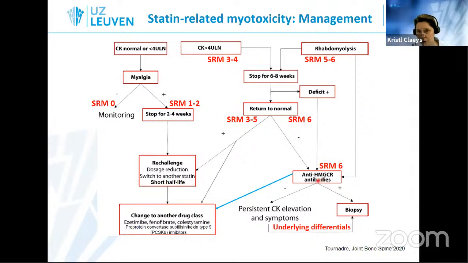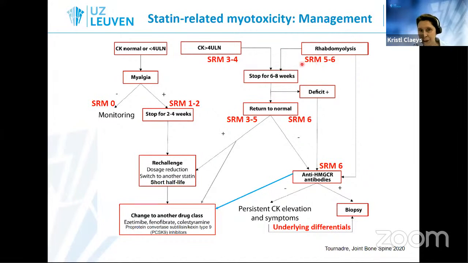But you will also, of course, do for diagnostic, you will do the biopsy in case the antibodies are positive for confirmation. If the antibodies are negative and you have a persistent CK elevation with symptoms, you will have to look for underlying differentials. And for this, you will also most probably perform a muscle biopsy.